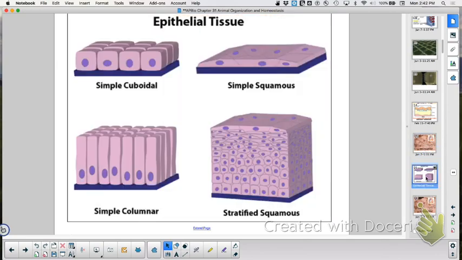So there are different shapes. There's simple squamous. Cuboidal is another shape, but it has a cube shape. Simple means it's one layer. Columnar. Pseudostratified columnar is because when you have really long columnar cells like this, they can kind of overlap one another, so they look like they're stratified, but they're not. You can have ciliated columnar. You can have stratified squamous.